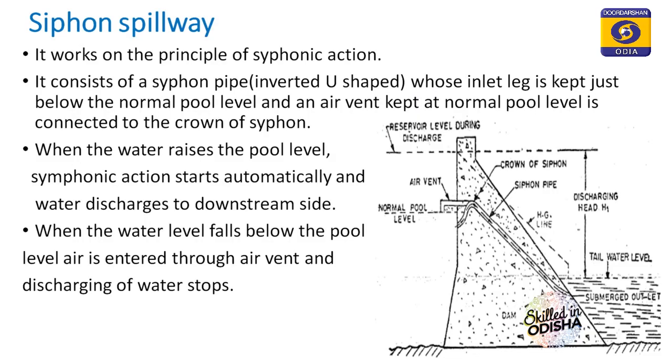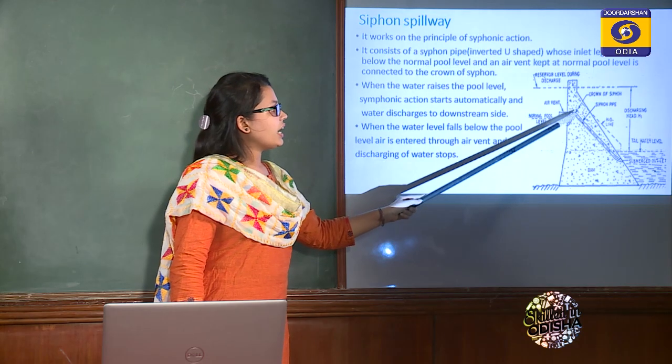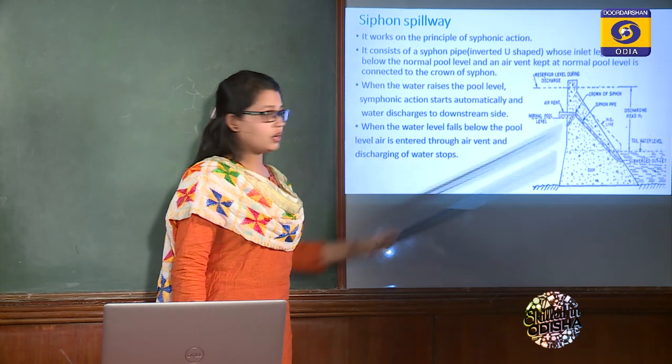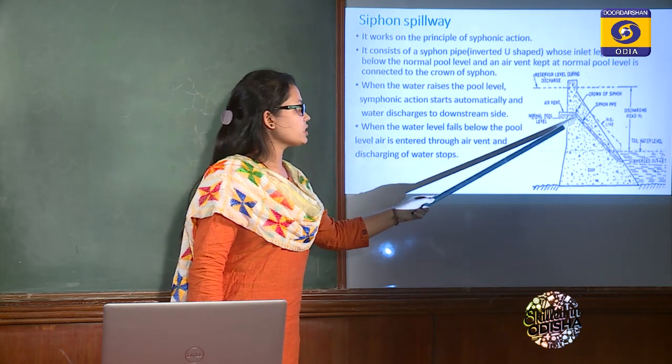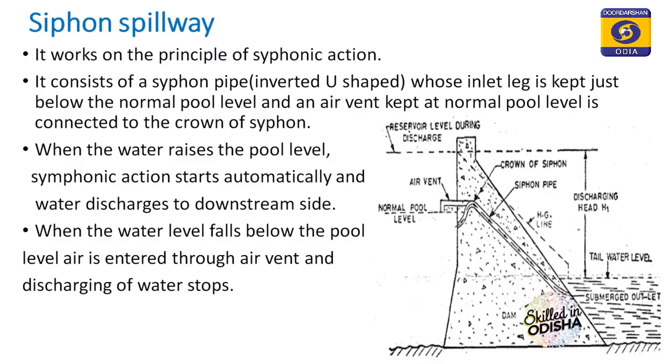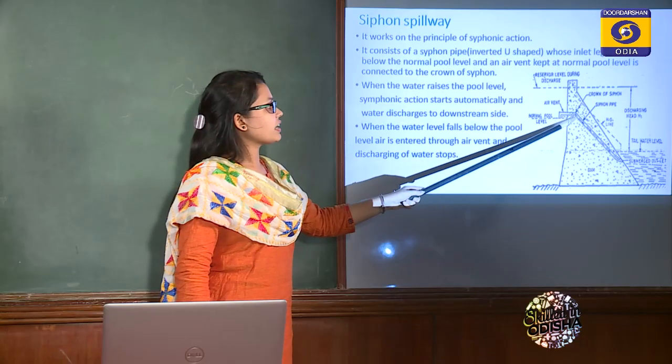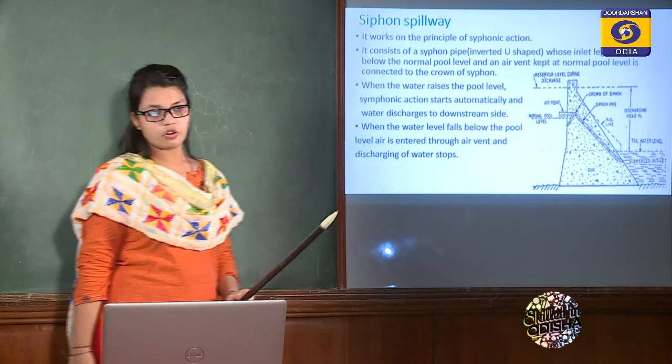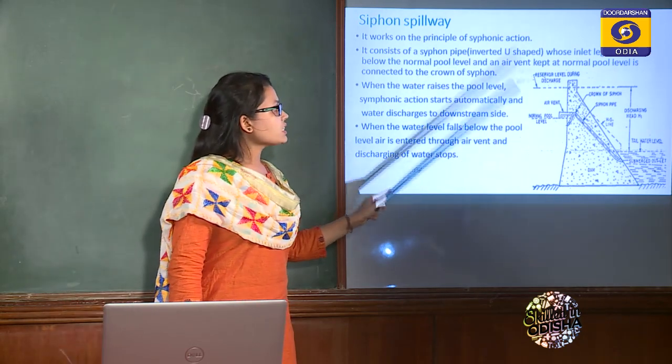So apart from this pipe, there is another part of this, that is the air vent pipe. There is an air vent pipe which is attached to the top portion of the spillway, and this top portion, or the highest point, is called as crown of the siphon, or it is called as the summit of the siphon. Just like your mountain summit is there, similarly the highest point is called as the crown or summit of the siphon. So now what is this siphonic action?